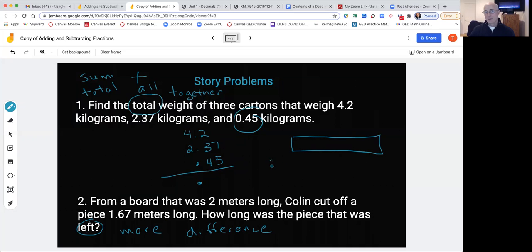Here's what I would do. I've got 2 whole meters, point, and I'm going to put some zeros here. That's the first term. And then the second one, I have 1.67. Same rule: line up your decimals, and then, like I taught you earlier, put the decimal down here. Then start subtracting and borrowing.